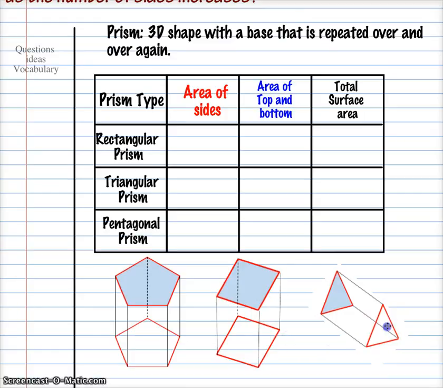Okay, this is a triangular prism. The base shape is a triangle that's repeated over and over again. Okay, if I stack a whole bunch of triangles together, I get a triangular prism. A pentagonal prism, again, a base of a pentagon that's repeated over and over again. If I have a whole bunch of pentagons, I start stacking them on top of each other, it'll make a 3D shape. If it was a single sheet of pentagon paper, then it'd be really, really flat. It would have very, very little to no volume. Whereas if I stack a whole bunch of them on top of each other, I start to have a prism.